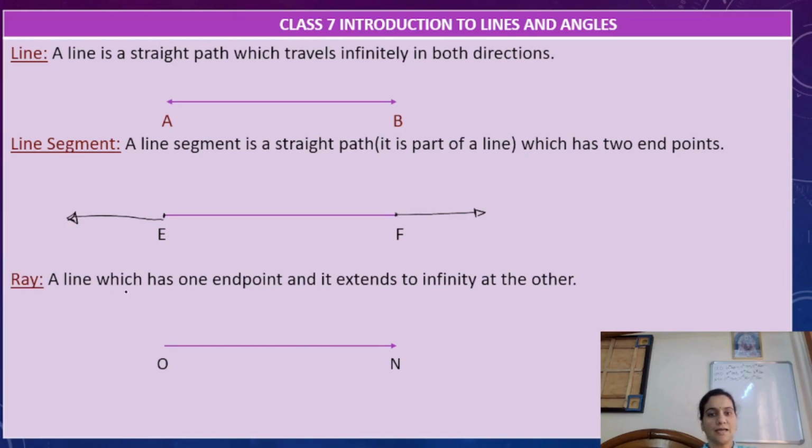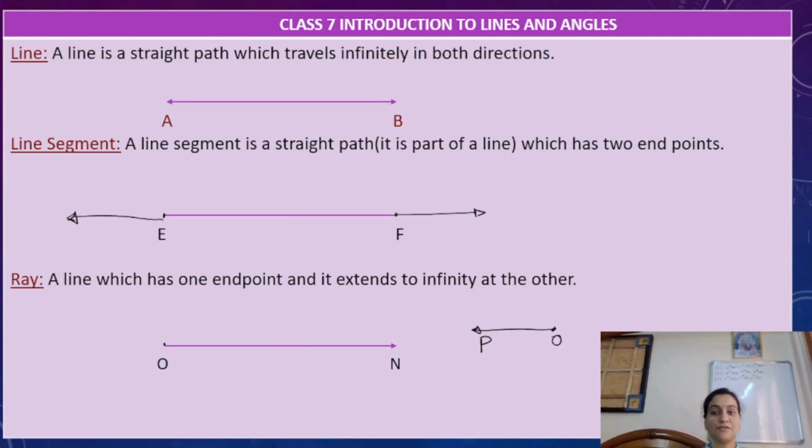Now what is a ray? A ray has one endpoint on one side and extends to infinity on the other side. Like O is the endpoint here. It does not go beyond O on the left hand side, but it extends on the right hand side. A ray could also be like this. The endpoint will be on the right side and it will extend infinitely on the left hand side. So that also could be a ray.